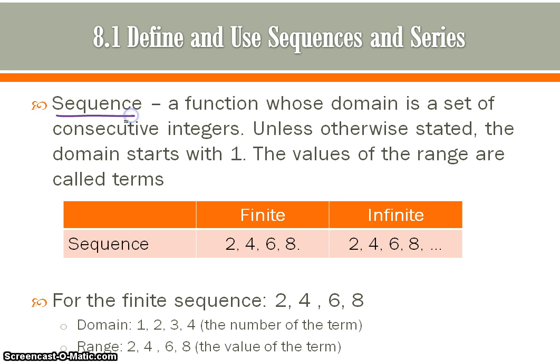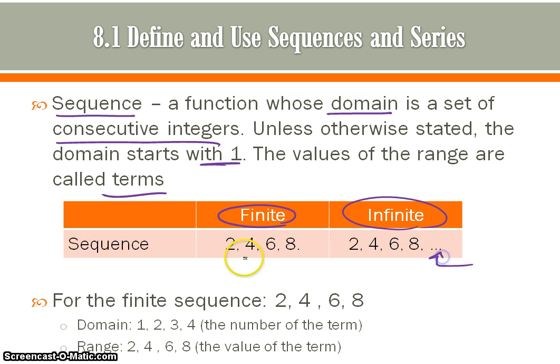So a sequence is a function whose domain is the set of consecutive integers, and unless otherwise stated, the domain will start with 1, and the range are the terms. And sequences can either be finite or infinite, infinite meaning going on forever, and finite meaning it ends.